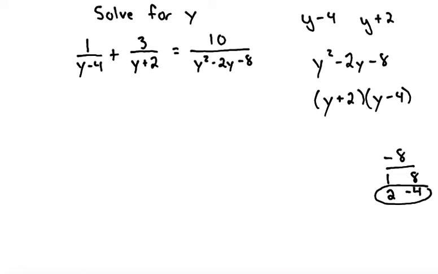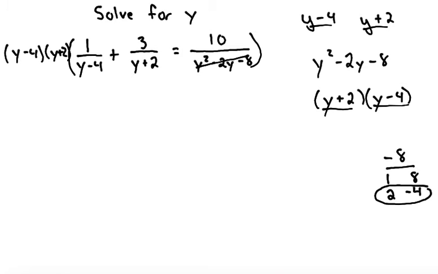So we see that the two factors that we just made, y plus 2 is a common factor with one of our denominators, and y minus 4 is a common factor with the other one of our denominators. That means if we multiply both sides of this equation by our two denominators, y minus 4 and y plus 2, we will cancel out this entire denominator.